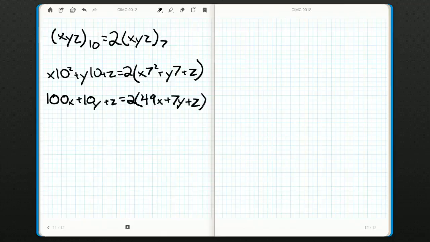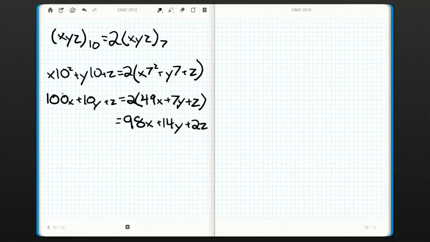Okay, so we can almost equate these two and start manipulating and bringing x's over, but we have this 2 over here, so we're going to have to multiply it through. So 49 times 2 is going to be 98x. We're going to get 14y, and then we're going to have 2z. And now we can start bringing the x's over to one side, the y's over to another, the z's onto one side, and we're going to get ourselves an expression.